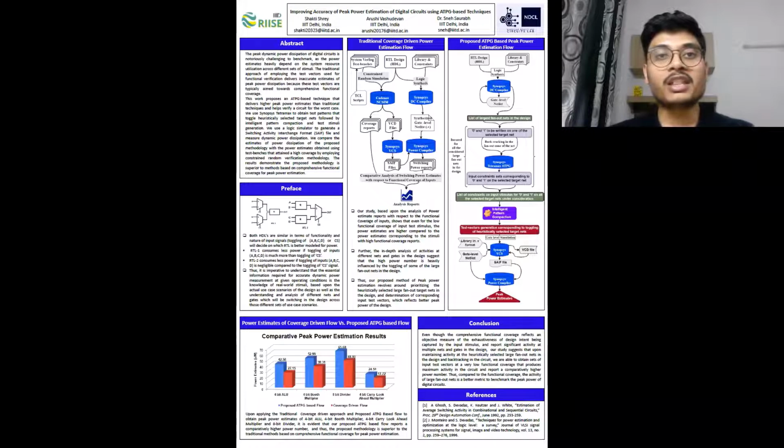It brings us immense pleasure to present our poster on improving accuracy of peak power estimation of digital circuits using ATPG-based techniques, authored by myself, Shakti Shrey, my colleague Arushi Vashudevan, and our mentor, Dr. Sneh Saurabh sir from IIIT Delhi.